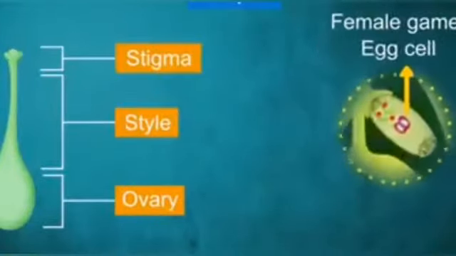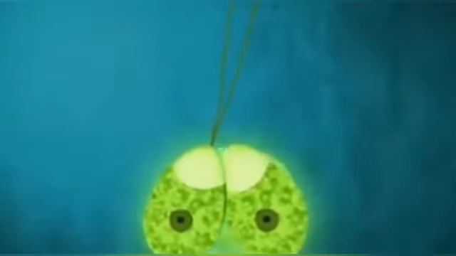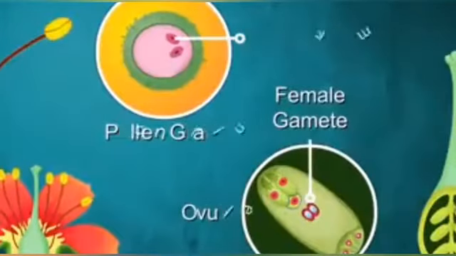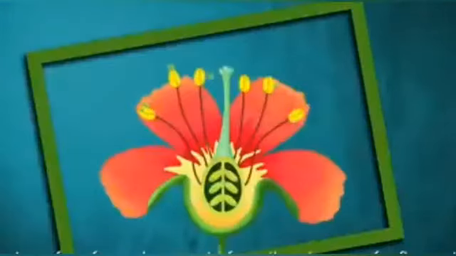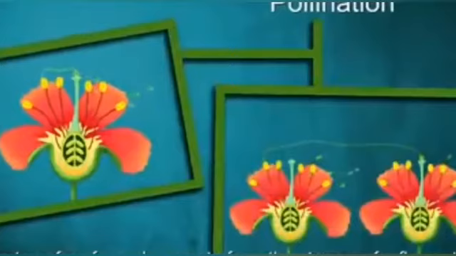For sexual reproduction to take place, a male gamete is to be fused with the female gamete, thereby forming a zygote. Now for that, the male gametes have to reach the female gametes. For this, first a pollen grain carrying the male gametes is transferred from the stamen of a flower to the stigma of the same or the other flower. Such transfer of pollen grains is known as pollination.